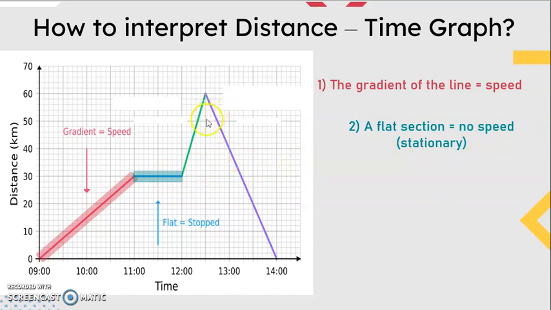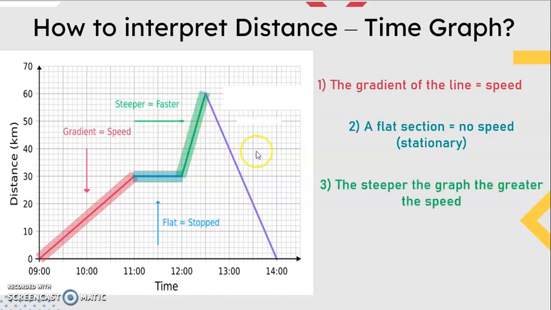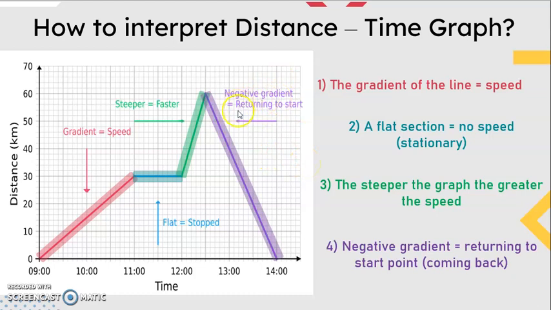Okay, if you look at this green line, it is similar to this line. However, this line is much steeper. So the steeper the graph is, the faster the speed is. And lastly, this purple line is going down, meaning that you'll have a negative gradient. A negative gradient means that the person or object is returning to the starting point, or coming back. Okay, so this is how you interpret a distance time graph.